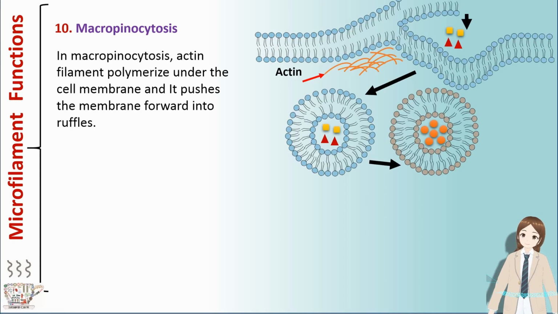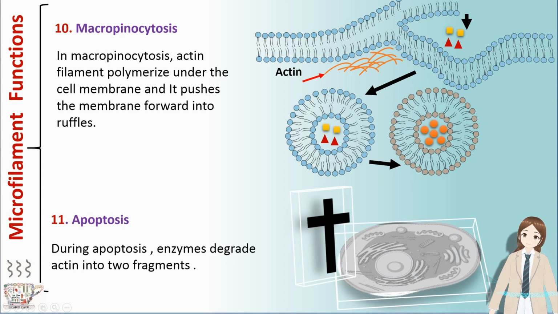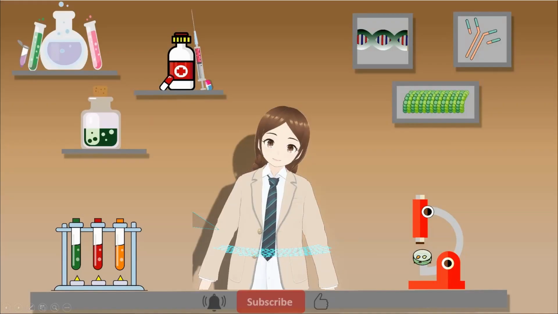10. Macropinocytosis. In macropinocytosis, actin filaments polymerize under the cell membrane and push the membrane forward into ruffles. 11. Apoptosis. During apoptosis, enzymes degrade actin into two fragments.